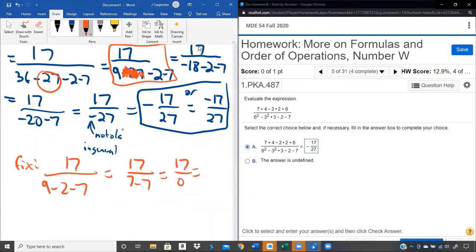And this is where students may get a little confused. And I don't mean just students at our level, I mean students up to and including calculus. Whether this answer is supposed to be zero or undefined. So the question is, which is it? Is zero divided by anything zero, or is anything divided by zero zero? Which is it? Well, it's undefined. You cannot divide by zero.